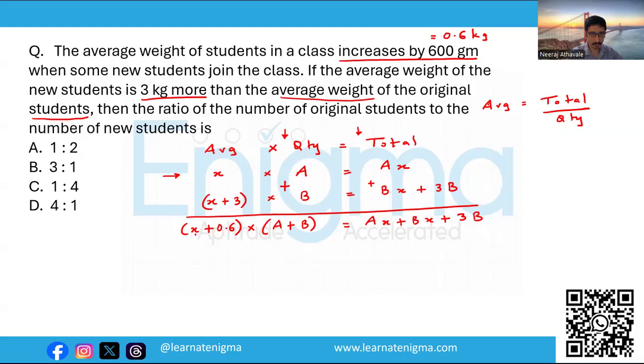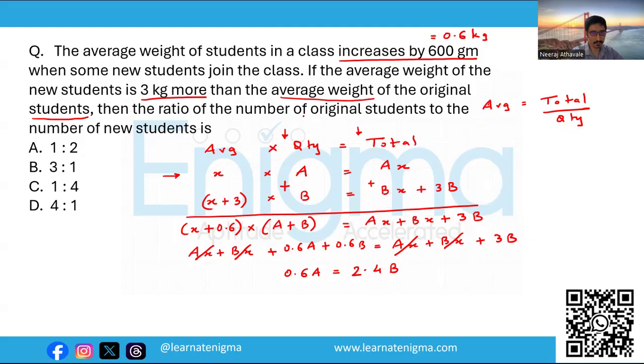We can solve this. So X into A plus B. So that gives us AX plus BX plus 0.6A plus 0.6B is equal to AX plus BX plus 3B. Okay. So AX, BX gets cancelled out. 0.6A plus 0.6B is equal to 3B. So 0.6B, if we bring on the right hand side, it will become 0.6A is equal to 2.4B.